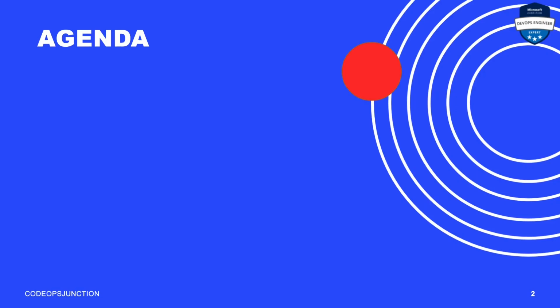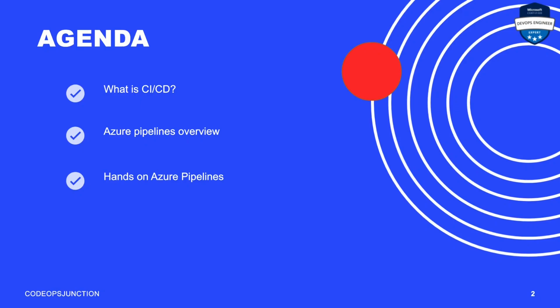First we will see our agenda for today. We will see what is CI/CD, then an Azure Pipelines overview, then hands-on Azure Pipelines. At last we will see the pipeline YAML file and a hello world pipeline. Moving ahead.